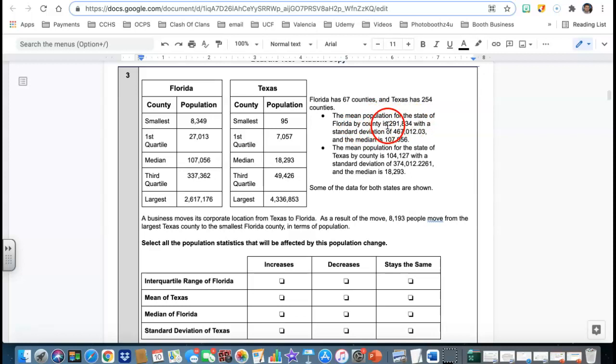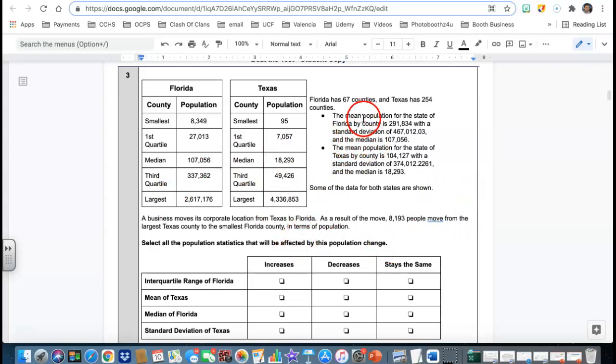They're saying mean population for the state of Florida. Mean is the same as average. So mean population, this is the average for every state. What about the standard deviation? What about the median? If you notice, the median is also here in the box. Median is your middle value. And I'm going to write an example.